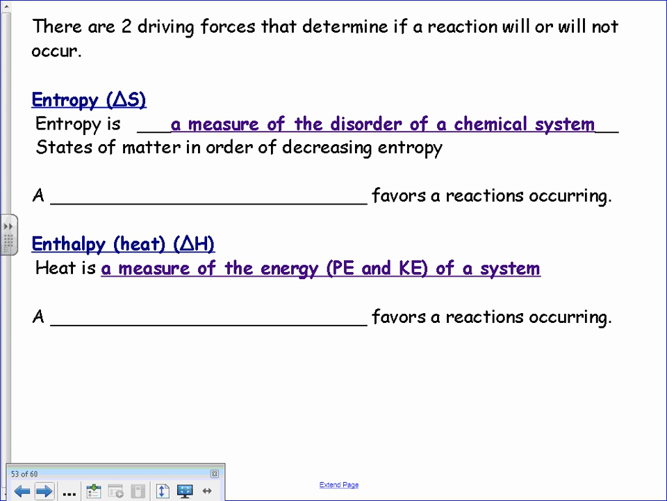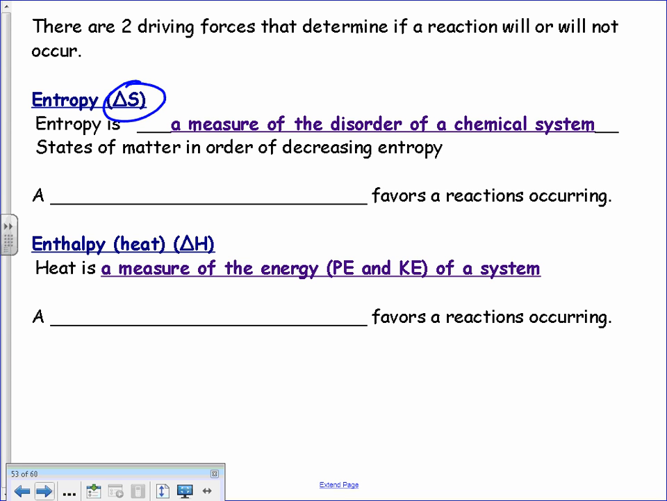The 2 forces of reaction that can make a reaction happen are these 2. Entropy, and you should know that entropy is labeled as delta S. And so if the entropy amount is favorable, meaning the reaction's happy with that, then we say the entropy is driving the reaction. Well, what does that mean?